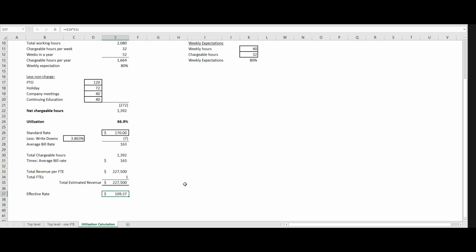Remember, that's as much time that can truly be chargeable by the employee times the actual billing rate, the average billing rate, sorry. So our average billing rate, we can make a billing rate as much as we want here, but if we know we have a ton of write-downs, then we really need to know what our average billing rate is, and then what is the true utilization that this person can do, and that gives us our effective rate. Now the effective rate is very important that you track that.